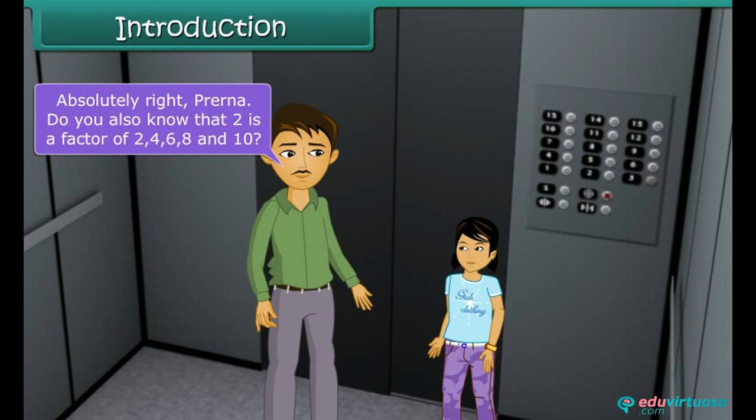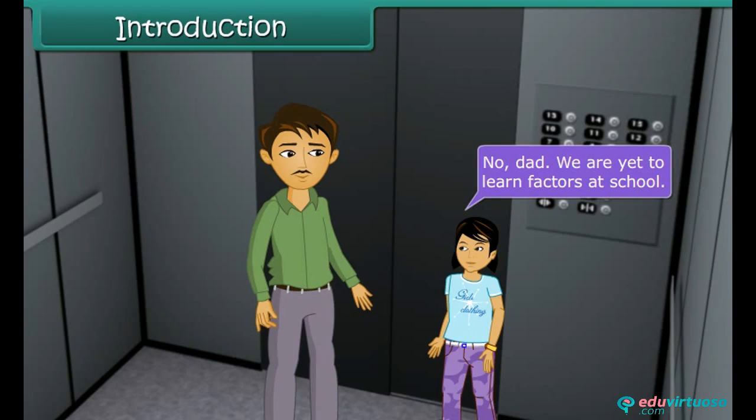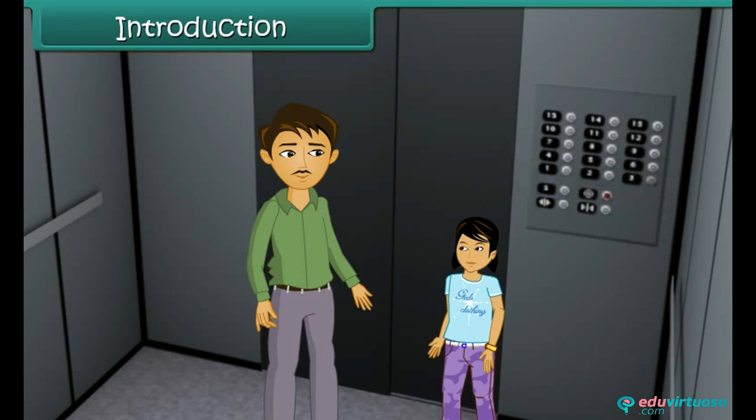Do you also know that 2 is a factor of 2, 4, 6, 8 and 10? No, Dad. We are yet to learn factors at school. In this lesson, you will learn about multiples and factors.